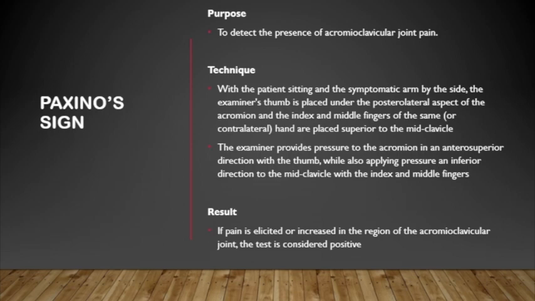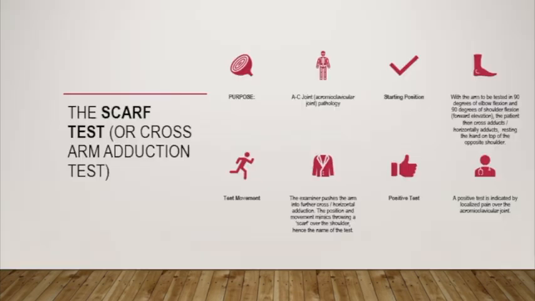Next, the examiner provides pressure to the acromion in an anterior-superior direction with the thumb. Okay, and the examiner also provides pressure in an inferior direction to the mid-clavicle with the index and middle finger. When this pressure is applied, if pain is felt or the pain is increased over the acromioclavicular joint, the test is considered positive. So this is what is Paccini's sign.